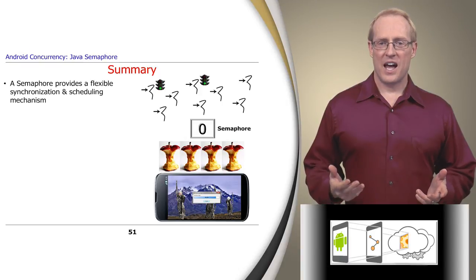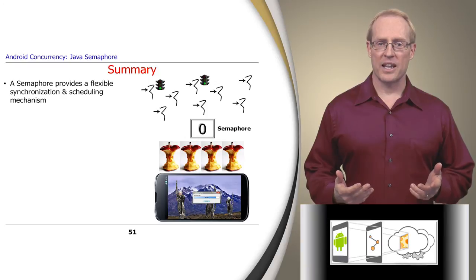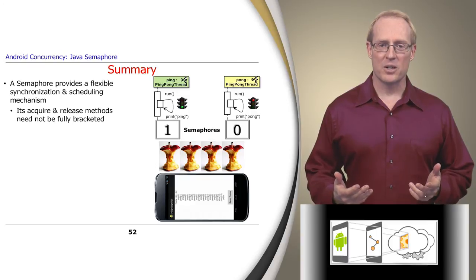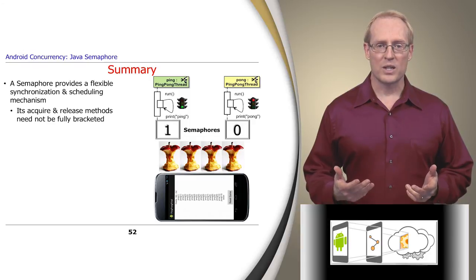In summary, a Java semaphore provides a flexible synchronization and scheduling mechanism that enables multiple threads to control access to a limited number of shared resources. A key part of its flexibility stems from the fact that its acquire and release methods need not be fully bracketed, unlike Java reentrant locks and reentrant read-write locks. In particular, there's no requirement that a thread that releases a semaphore must have acquired it earlier.